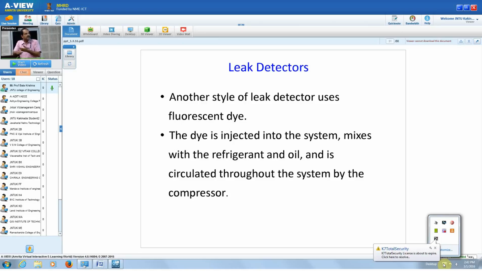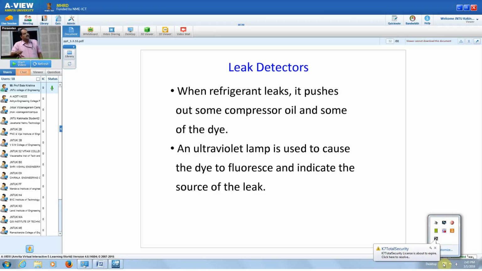That's why it mixes with the refrigerant and oil. This oil is called lubricating oil, to reduce the friction inside. Generally in IC engines we use lubricants to avoid some amount of friction. We can't avoid it 100%. So this dye is injected into the system, mixes with the refrigerant and oil, and is circulated like regular. Next.